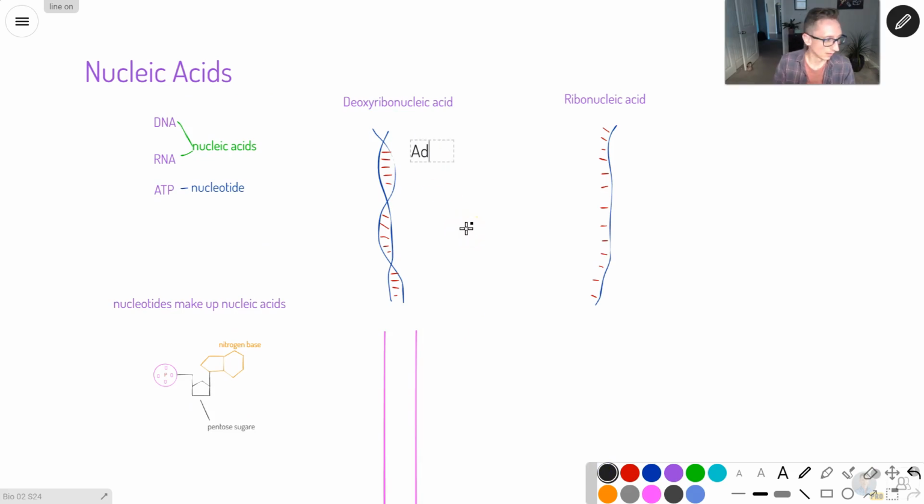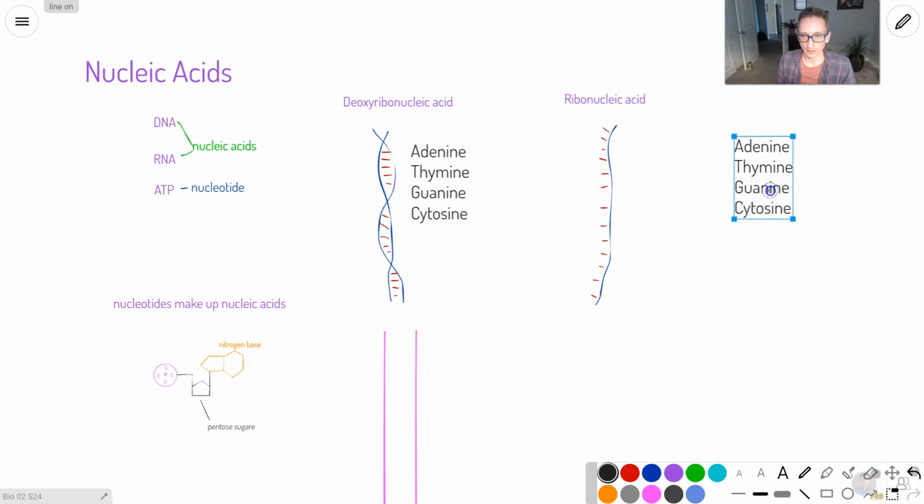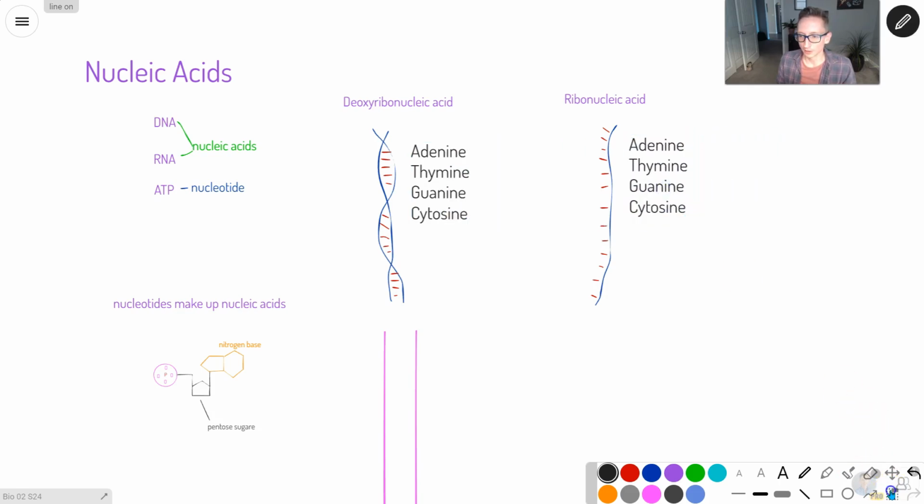Got adenine, thymine, guanine, and cytosine. For ribonucleic acid, we got all the same ones. So I'm just going to copy paste that for RNA, except our thymine changes to a different one. We have uracil. So this is the only one that's different. We'll highlight that one. Uracil is different. Okay?